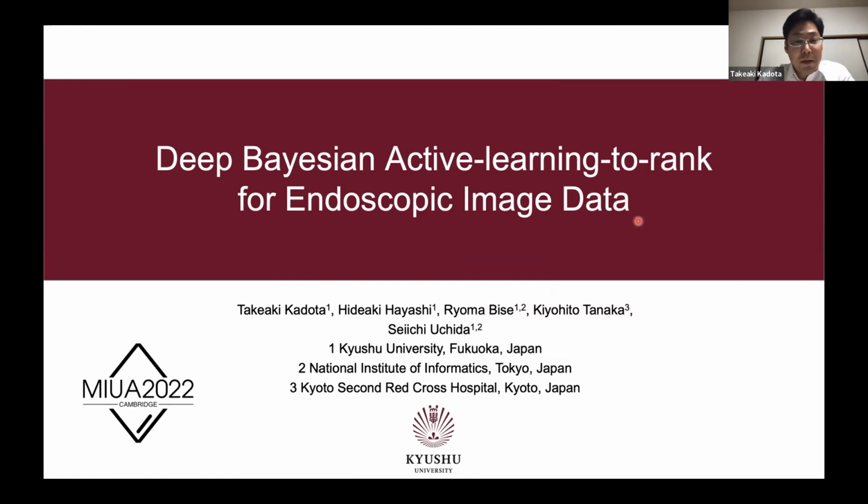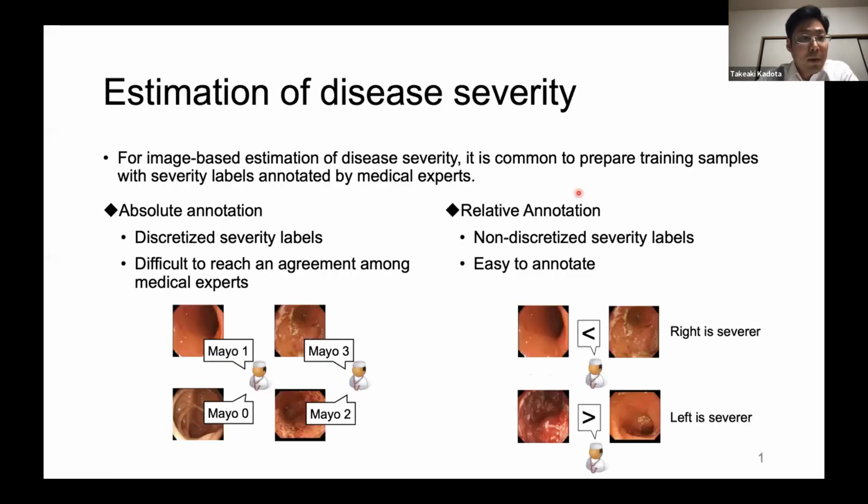Hello, everyone. My name is Takeaki Karata from Kyushu University. Today, I'd like to introduce our work, Deep Bayesian Active Learning to Rank for Endoscopic Image Data. First, we briefly introduce the estimation of disease severity. For image-based estimation of disease severity, it is common to prepare training samples with severity levels annotated by medical experts. Standard annotation, hereafter called absolute annotation, assumed discretized severity levels.